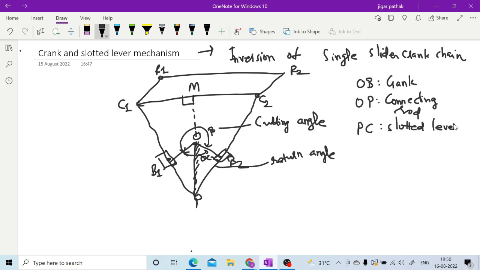PC is actually the slotted lever. C1 C2 is your stroke length actually. C1 C2 is your stroke length.